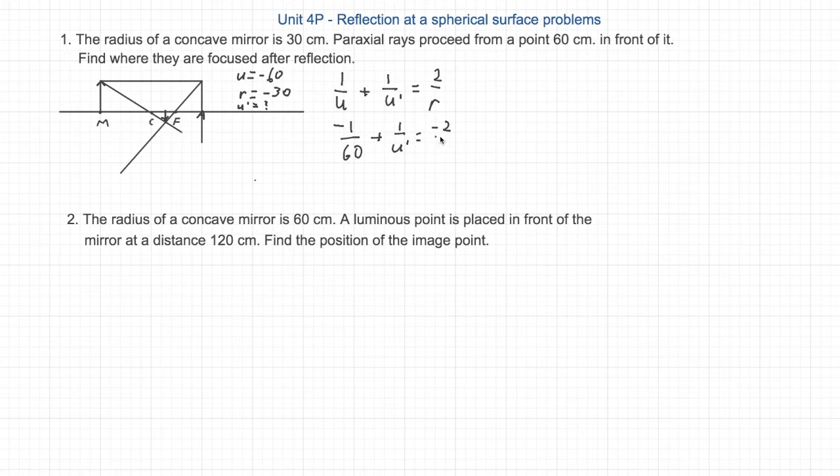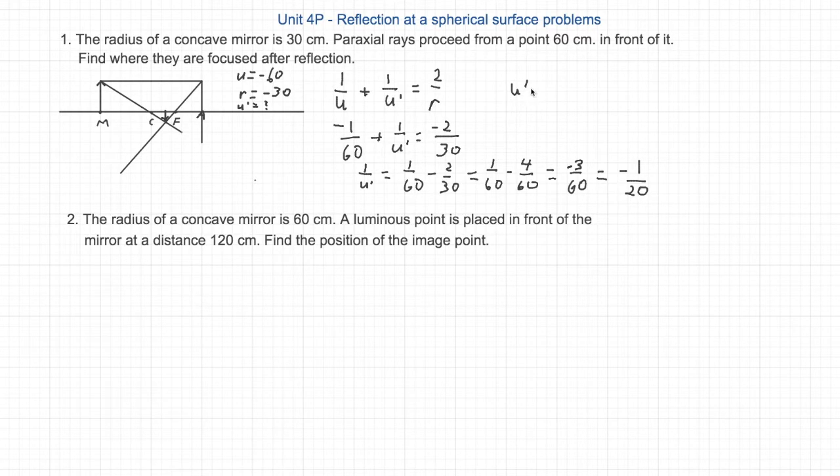We'll plug into our formula, and we'll isolate our variable on the left side of the equation. We'll get our common denominator, and we find that U prime equals negative 20 centimeters. That means it's on the left side or in front of the mirror. It is real.